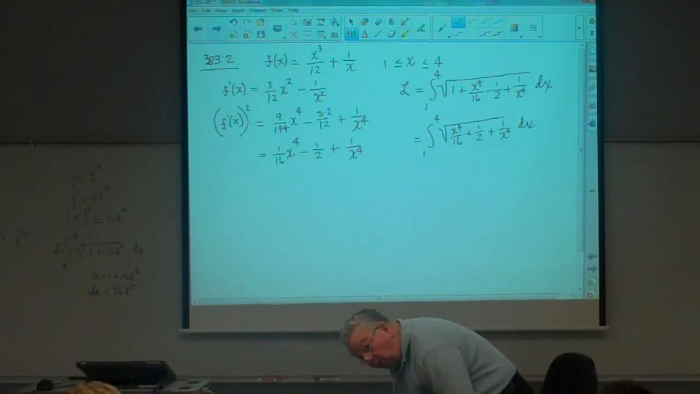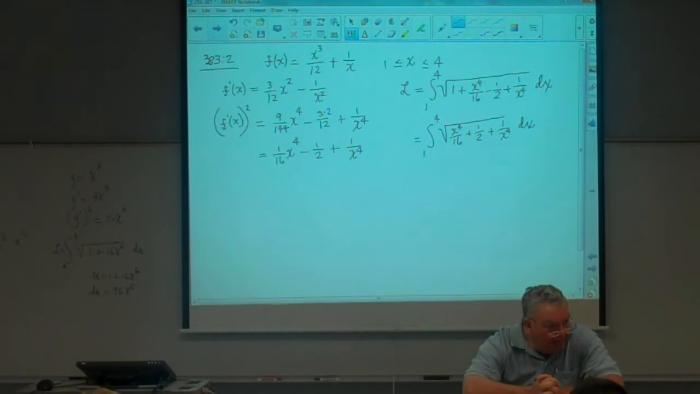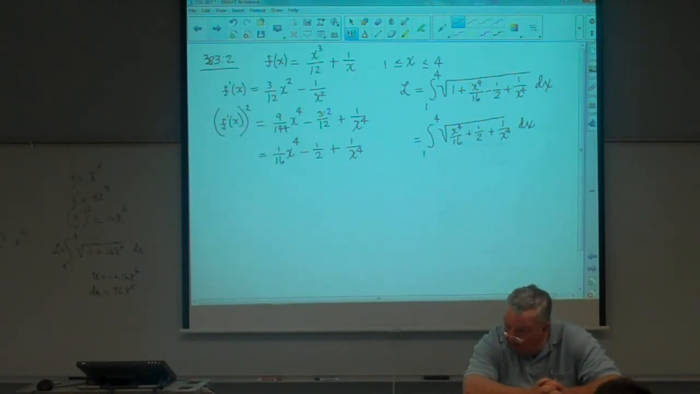Now, we are in trouble, aren't we? Because that's not a nice one to integrate. Wouldn't you dearly love to break it up into separate integrals? But you're not going to do that.